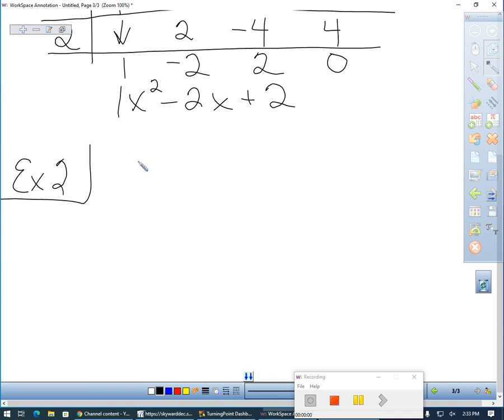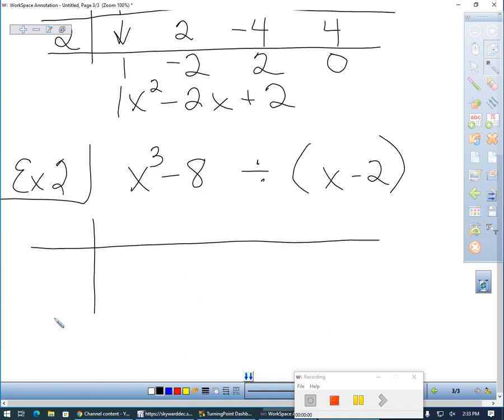This time, let's divide x to the third minus 8 by x minus 2. So when we had a problem yesterday in the notes that did not have a term, what did we put there? We put a 0x, right? We had to put a placeholder. We have to do the same thing here.